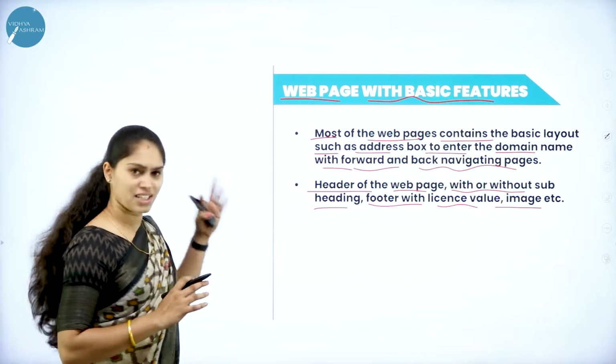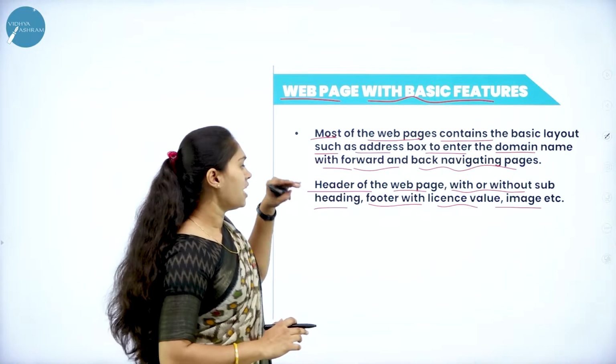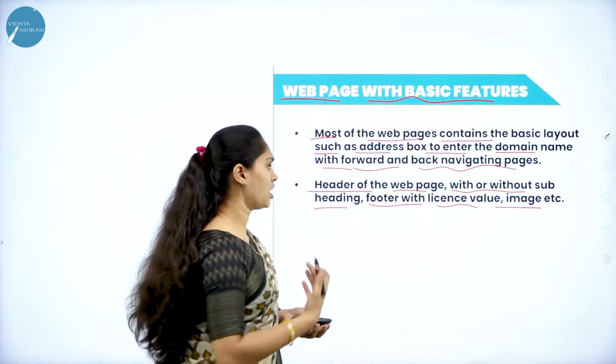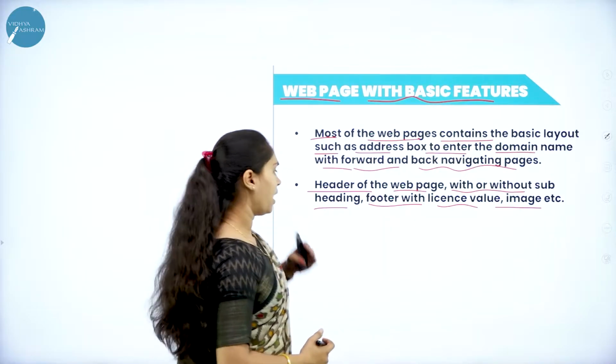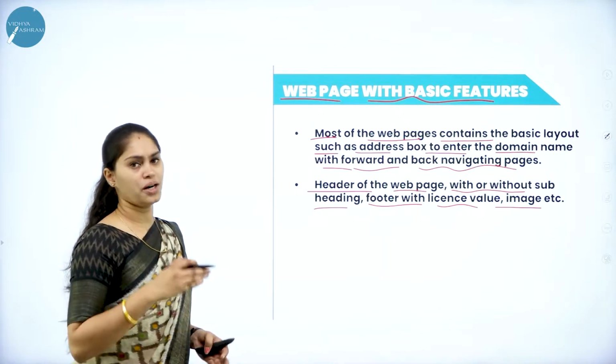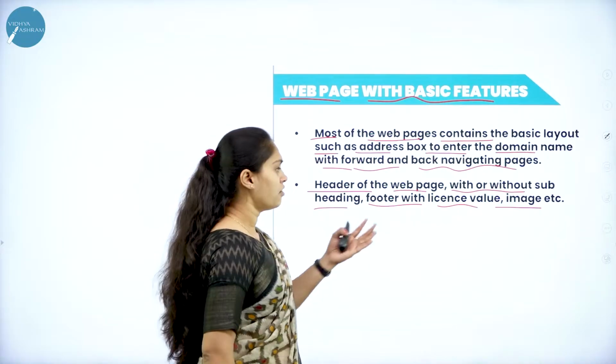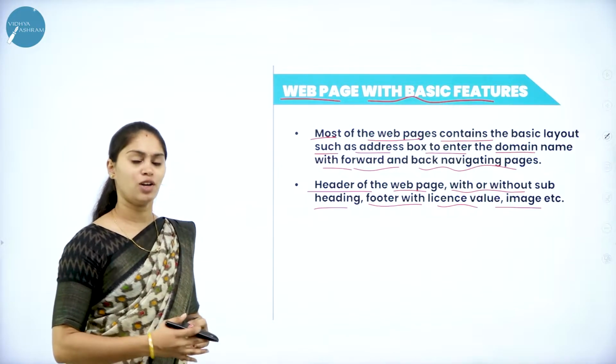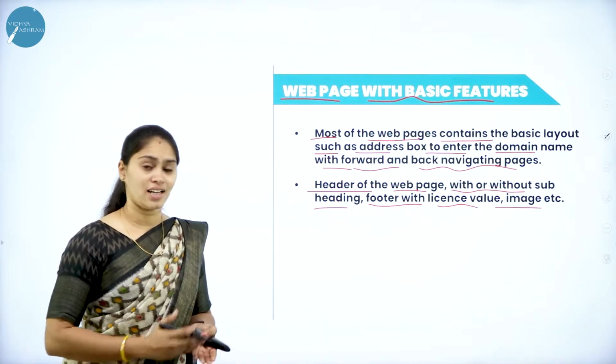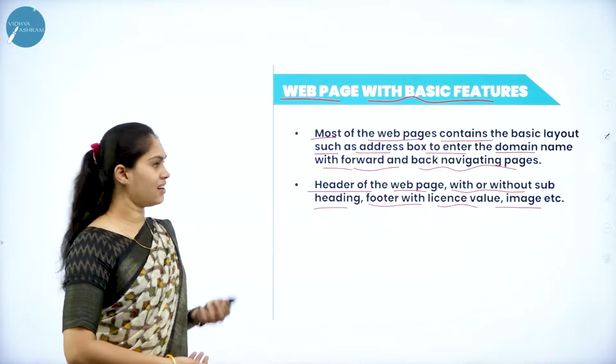So this consists of these many things. We are going to have a header for the web page and it may or may not include a subheading, and if you want to have a footer, there also you can mention the footer with license value, and if you want to include any images, content, everything can be included in the web page.